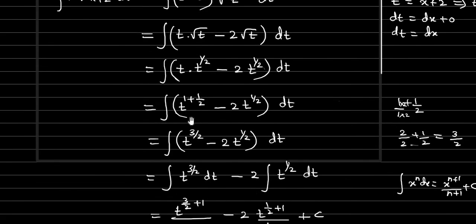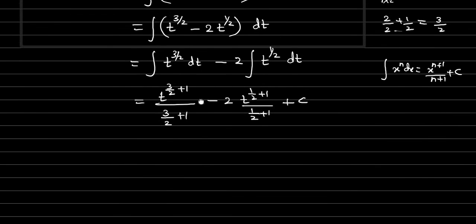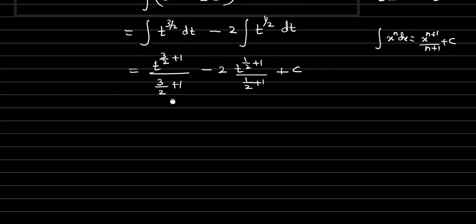And the given question is in terms of x, so the solution also we have to give in terms of x only. So first we will simplify this. What is the power we have? 3 by 2 plus 1. Taking the LCM, which is 2, this can be written in the form of 2 by 2. So 3 plus 2 is 5, so 5 by 2. So t power 5 by 2.